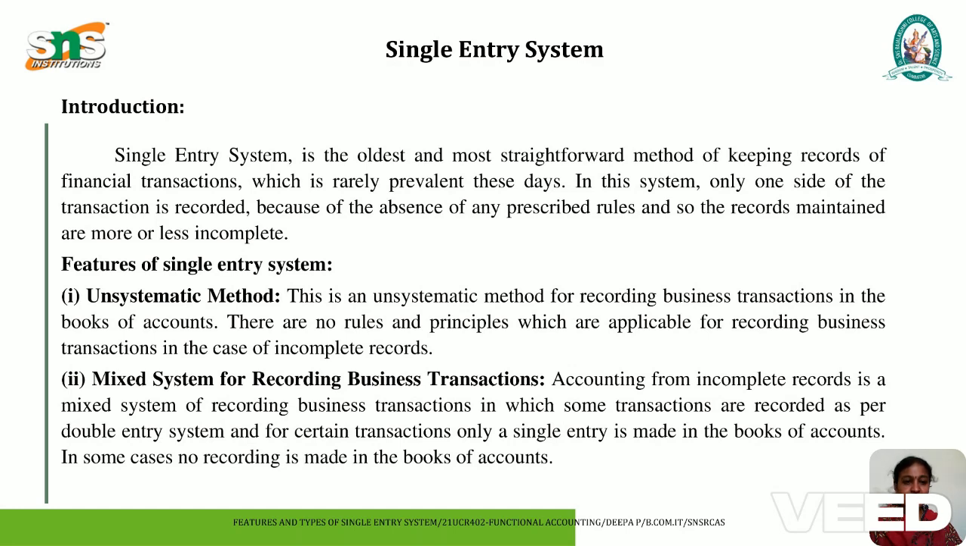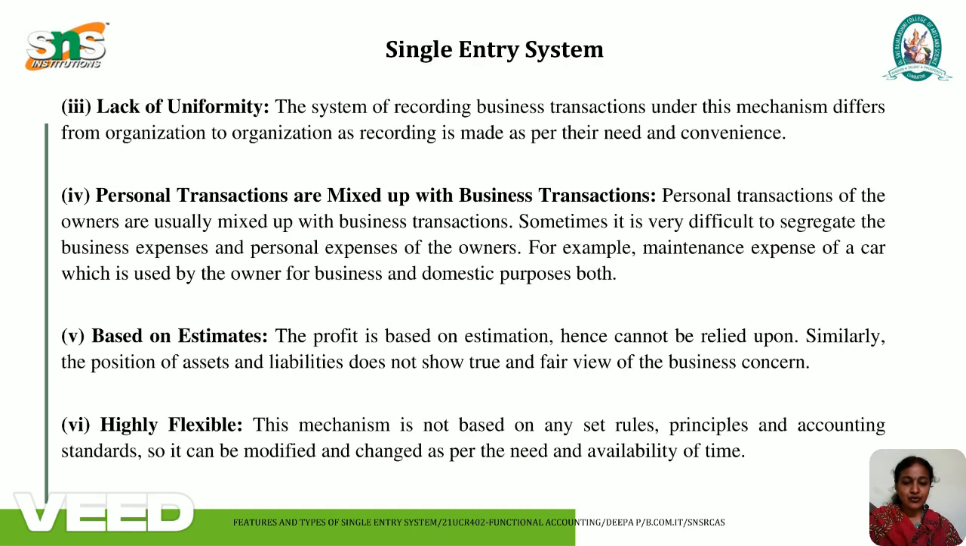Accounting from incomplete records is a mixed system of recording business transactions in which some transactions are recorded on the basis of double entry system, and for certain transactions only a single entry is made in the books. In some cases, no recording is made in the books of accounts. Lack of uniformity. The system of recording business transactions under this mechanism differs from organization to organization, as recording is made as per their need and convenience.